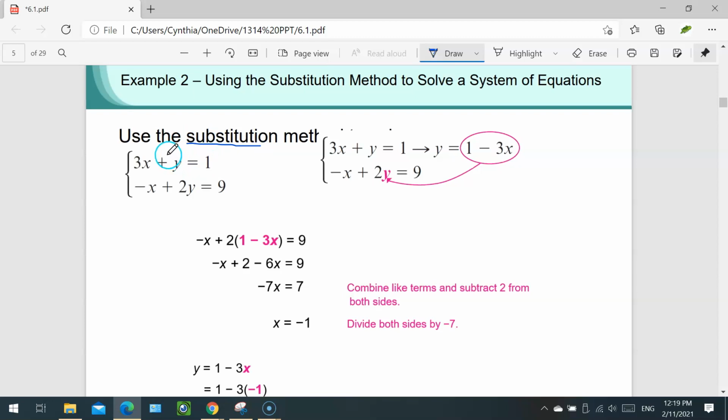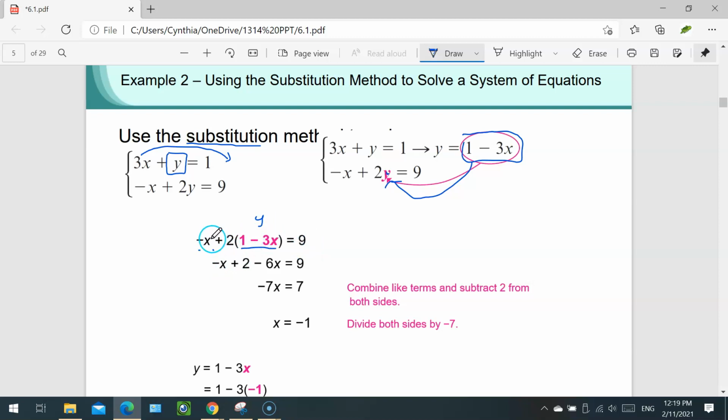Using the substitution, we can target one single variable first. So we get y equal 1 minus 3x. When this 3x moves to the right hand side, it turns into 1 minus 3x. And then you substitute the y part into the second equation. You rewrite the second equation into negative x plus 2 multiplied by (1 minus 3x). This is y. Close it and set that equal 9.